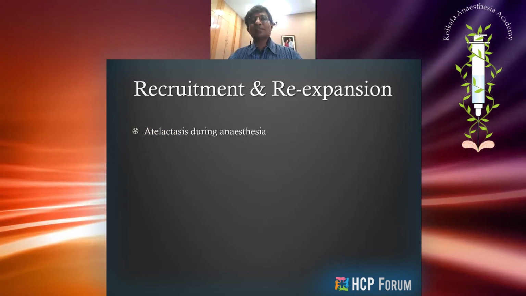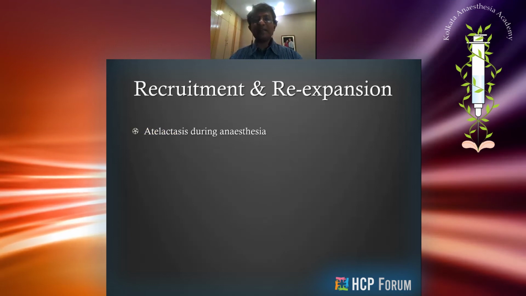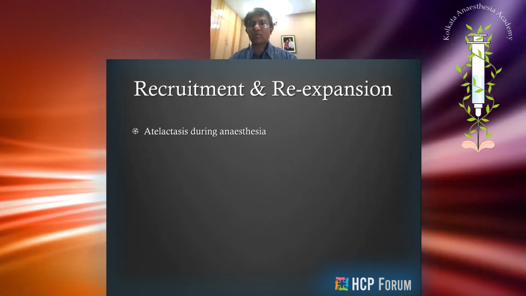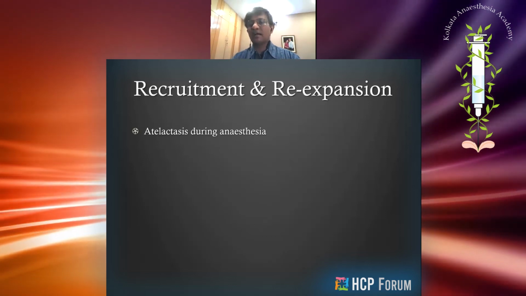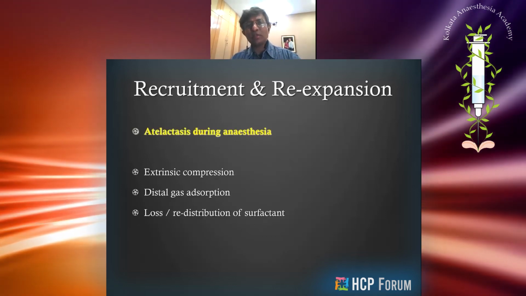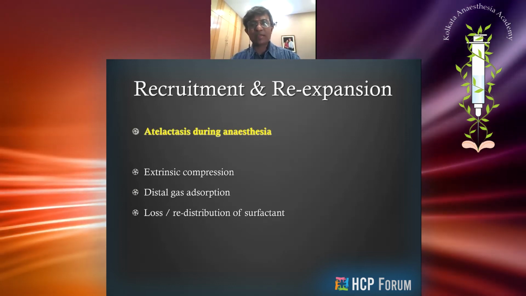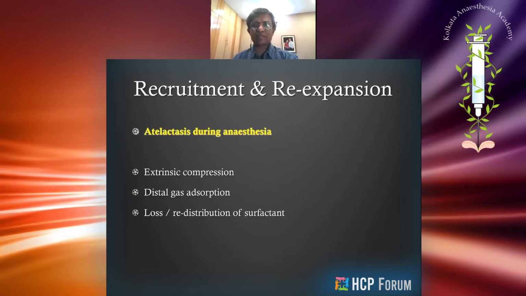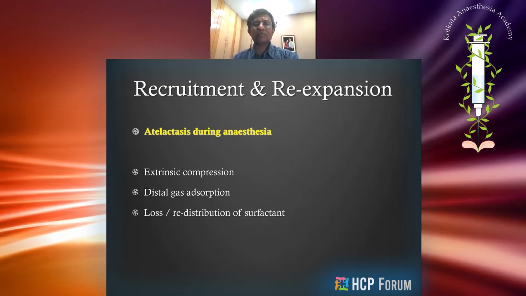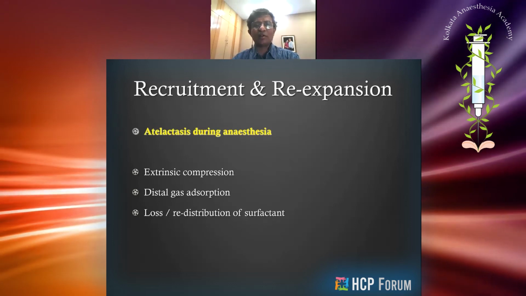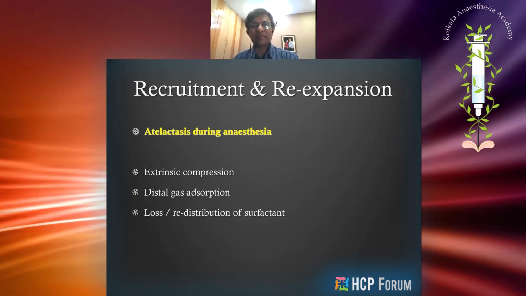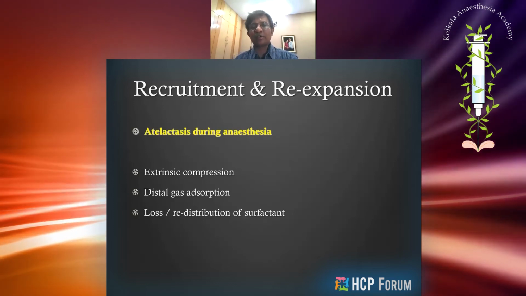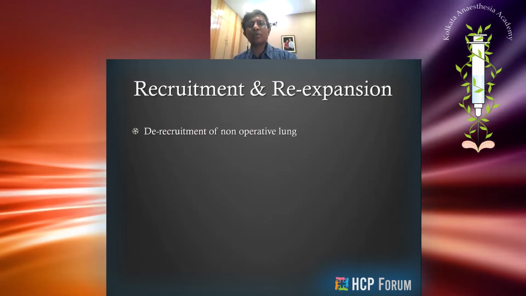What happens when atelectasis during anesthesia is an inevitability? How do you recruit and how do you re-expand? You know that the atelectasis will happen because of extrinsic compression, and we talked about all those things: the depression of the mediastinum to the dependent lung, the cephalad movement of the abdominal contents, the decrease in FRC, distal gas absorption. There has also been talk about the loss or redistribution of surfactants. So how do you recruit?